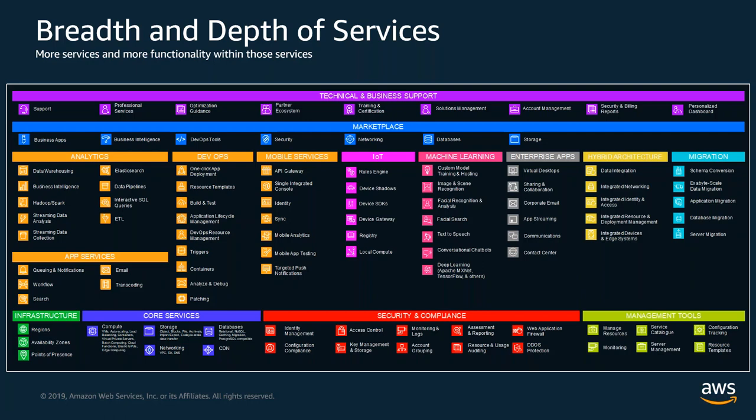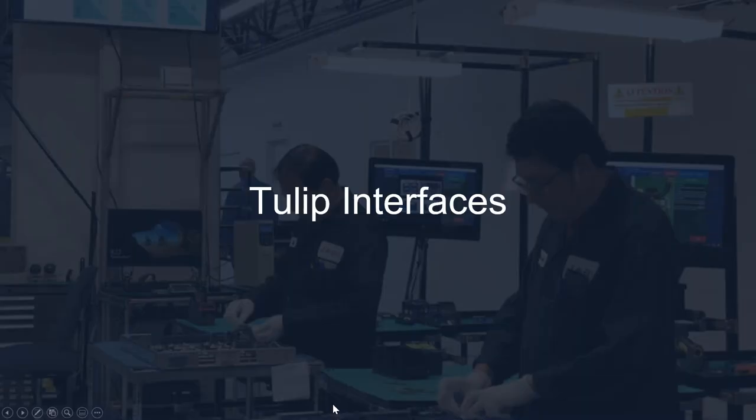So the geographic reach, the breadth and depth of services, and the deep operational expertise are some of the reasons why partners like Tulip have built their business on AWS. I'm going to turn the mic over to Eric now to tell us about Tulip and how they are helping address the needs of industry.